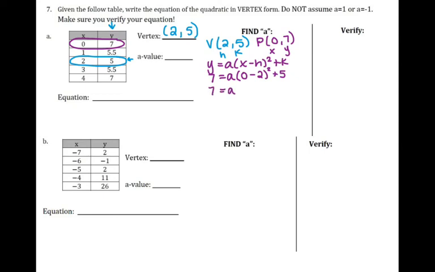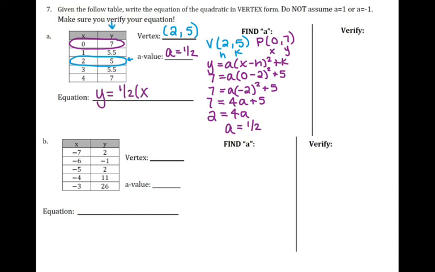Continue to solve. 0 minus 2 is negative 2, squared, plus 5. Negative 2 squared is 4. So I have 4a plus 5. Subtract 5 from both sides. That gives me 2 equals 4a. Divide both sides by 4. And that gives me 2/4, which I can reduce to 1/2. So my a value is 1/2. And again, to write my equation, I'm going to replace my a with my h and my k. So essentially your a with your vertex is what goes back into the equation.